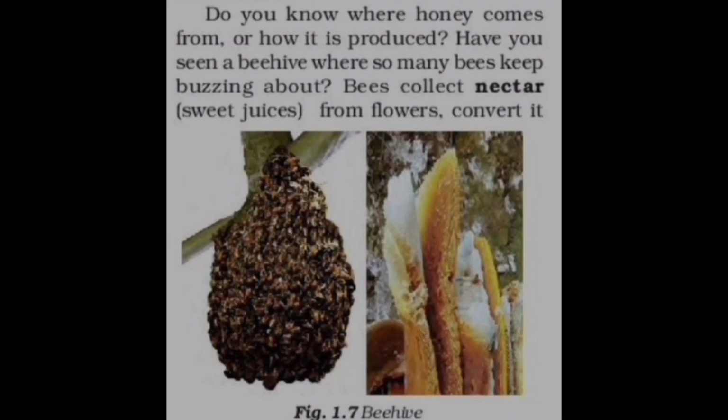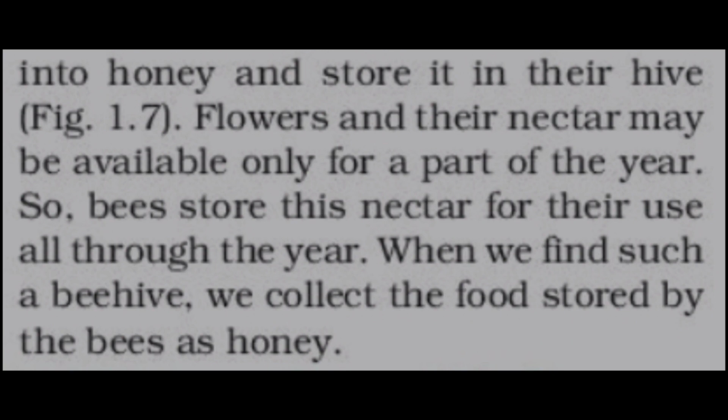Insects do provide us with food. For example, honeybee. Honeybee provides us with honey. Do you know where honey comes from or how it is produced? Have you seen a beehive where so many bees keep buzzing about? Bees collect nectar, that is sweet juices from flowers, convert it into honey and store it in their hive. Flowers and their nectar may be available only for a part of the year. So, bees store their nectar for their use all through the year. When we find such a beehive, we collect the food stored by the bees as honey.